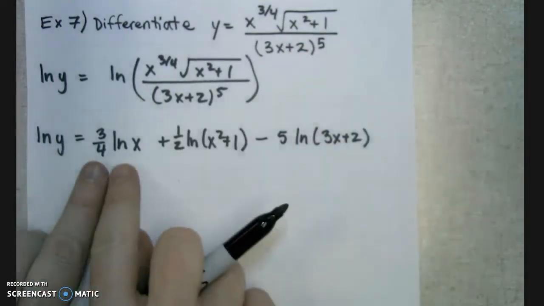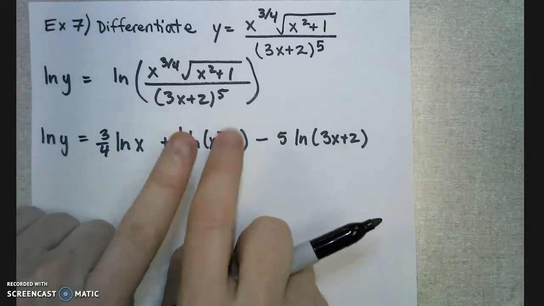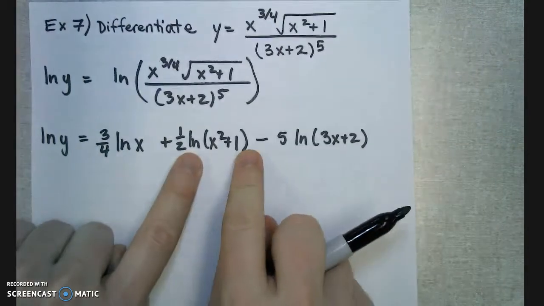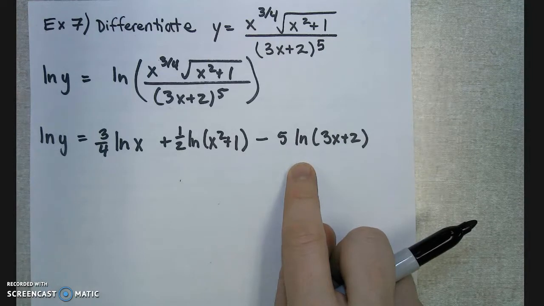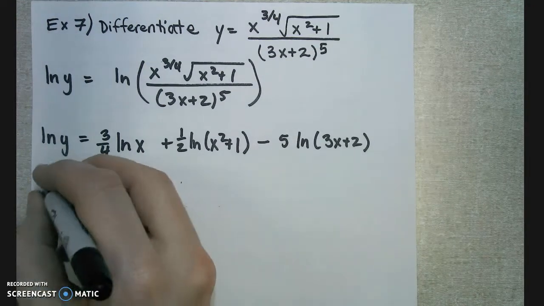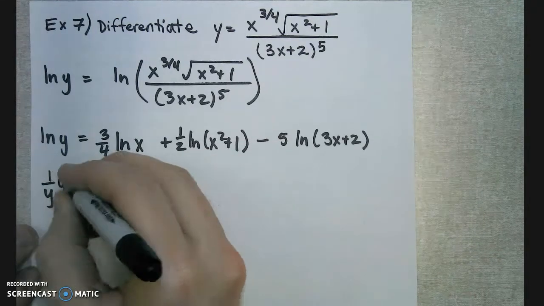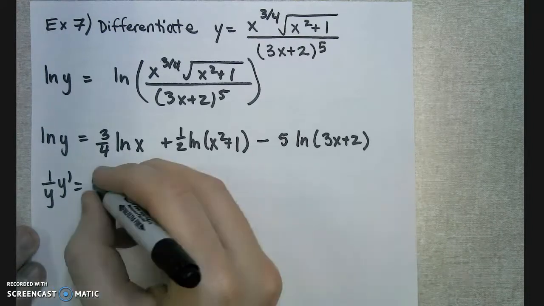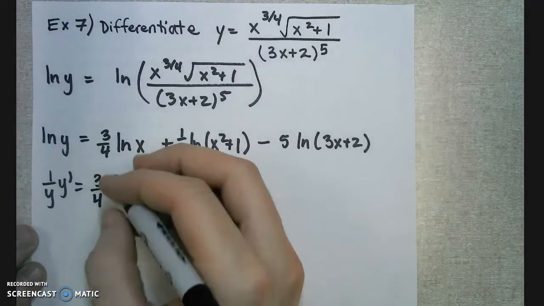So again, I've got the top, the exponent came in front, plus the top, the 1/2 came in front, minus the bottom, the 5 came in front. And then we want to go through and find the derivative of both sides. So we're going to have derivative natural log y is 1 over y, but we're differentiating with respect to x, so it gets a y prime next to it. Here I've got a constant, so 3/4 stays in front, and then I do derivative of natural log, which is 1 over x.